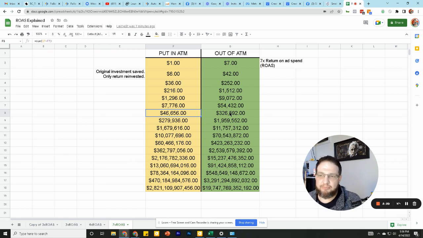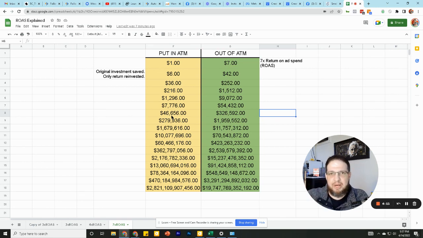The thing is, not every ad campaign scales to 7 times ROAS. Not every ad campaign can handle this budget, because you may have reached the maximum amount of people that have seen your ad, the maximum amount of people that are interested, the maximum amount of people that are ready to buy right now.